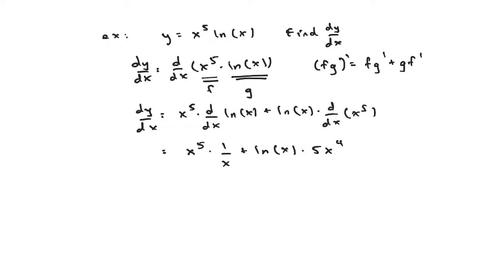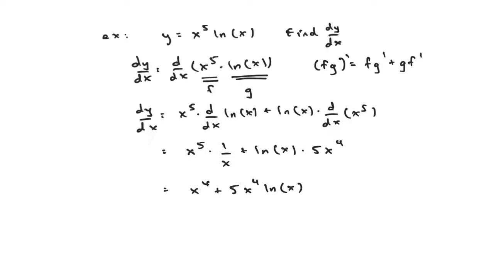x to the 5th times 1 over x, that's x to the 5th divided by x, so that's x to the 4th. And that's going to end up being plus 5x to the 4th times the natural log of x. All right, so again, we're just taking this basic rule, d/dx of the natural log of x for x greater than 0 is equal to 1 over x, and just including it with all of the other rules that you've already learned in the course of this class.